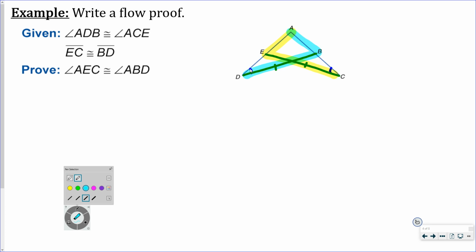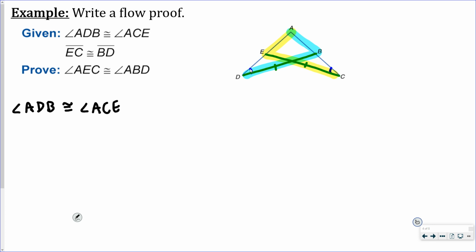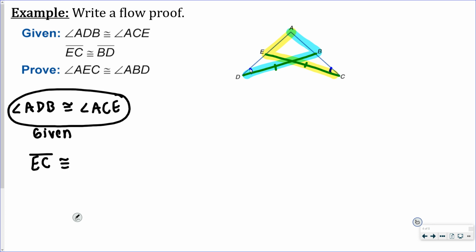All right, so you can kind of see the 2 triangles that are forming with my yellow and blue highlighter, right? I'm given a lot of information here. I'm given already a pair of congruent angles and a pair of congruent sides. So with flow proofs, you still have to state what's given to you. So I'm going to go this way. You organize your thinking in a bubble and you put your reasons right underneath. Given.